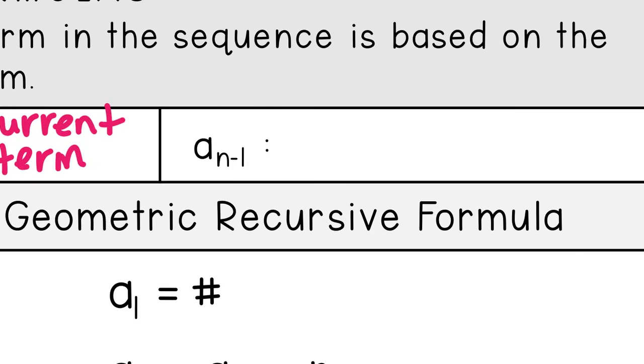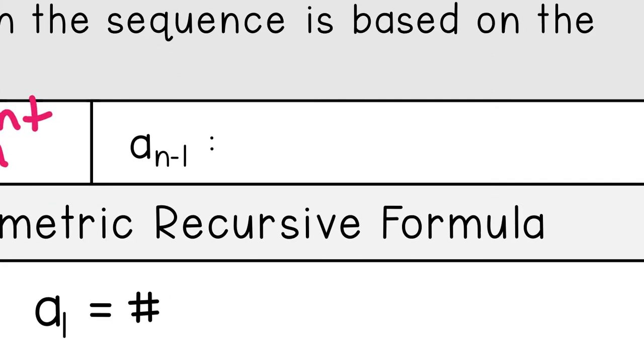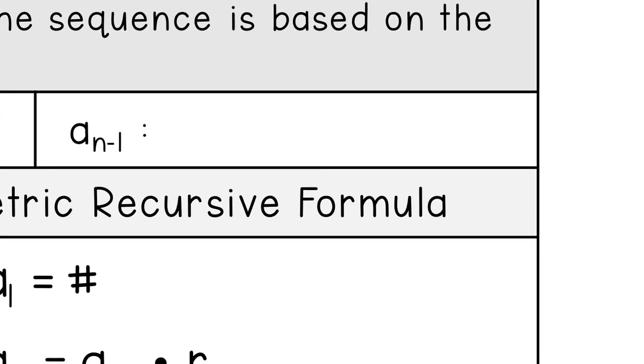So this is the new one that we haven't learned yet. A sub n minus 1. So say you wanted the 7th term, you would plug in n equals 7. So if you plugged in 7 here, 7 minus 1 is 6. So all this means is the previous term.